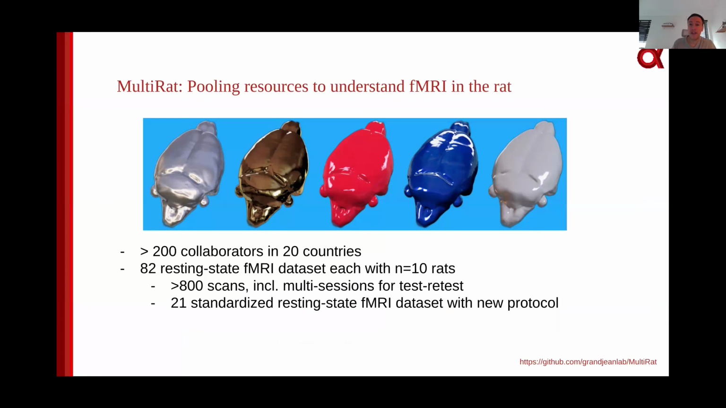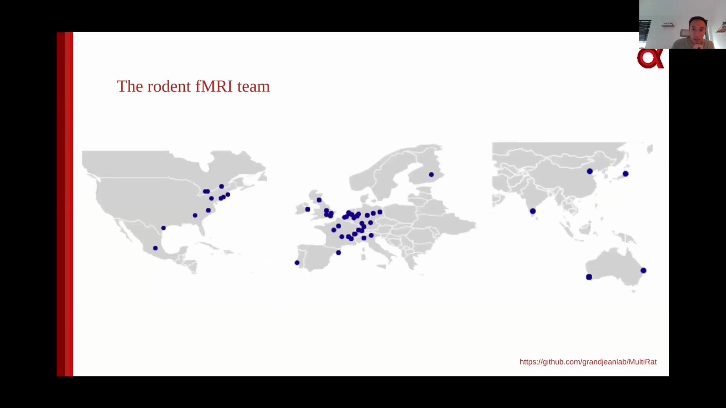Now, I'm going to talk about the second iteration of the study, which is much larger. In the end, we have 200 collaborators from 20 countries providing 82 resting state task-free fMRI datasets, each with data from 10 rats. So that's overall about 800 scans that we got. This is a map to show you where all the collaborators are. And I'm quite happy that we hit quite a number of places, and not just Europe and not just Germany, but it really is an international effort with labs from Canada, the US, Mexico, all the way to China, Japan, and Australia.